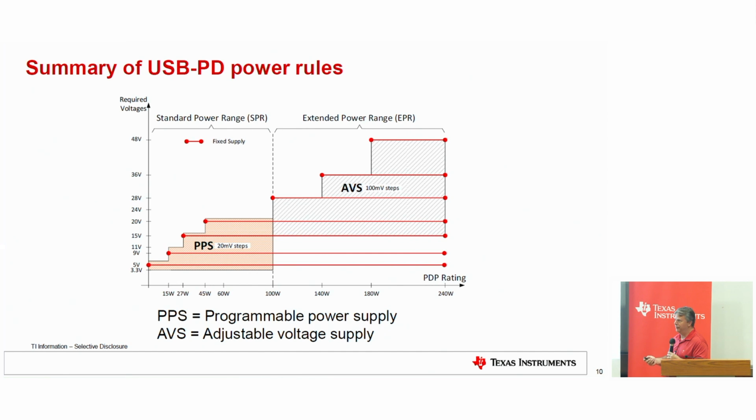To come up with a different name for it, they call it AVS, for adjustable voltage supply. It's very similar, but it's in 100 millivolt steps. And again, as I mentioned, the fixed voltages that are standardly implemented, you can do 28 volt, 36 volt, and 48 volt. If you do 48, you're typically adding 28 and 36 as well. So when you do the higher one, the lesser ones come along, and that way both sides can negotiate as optimal as needed.